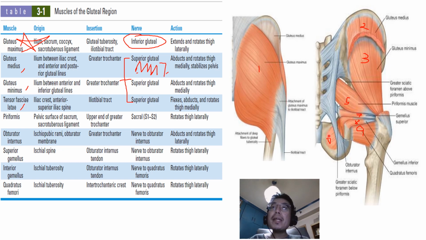Shown here even more medially and inferiorly is the obturator internus muscle. It has its origin from the ischiopubic ramus as well as the obturator membrane over here, and it also inserts into the greater trochanter of the femur. The obturator internus has an innervation that is its namesake because it is innervated by the nerve to the obturator internus. And its action is to abduct and rotate the thigh laterally.